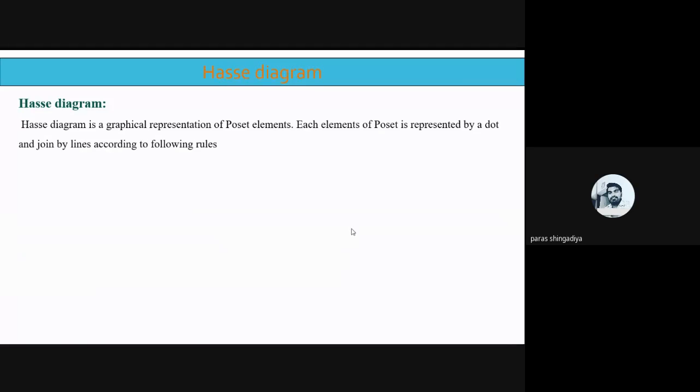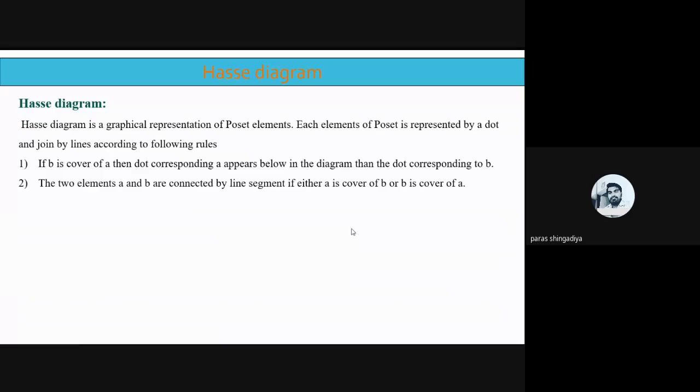First, there is a definition: some properties, meaning rules, and based on that we can create a Hasse diagram of the poset elements. So a Hasse diagram is a graphical representation of the poset, and each element of the poset is represented by a dot and joined by lines according to the following rules. The first rule is there: B is the cover of A.